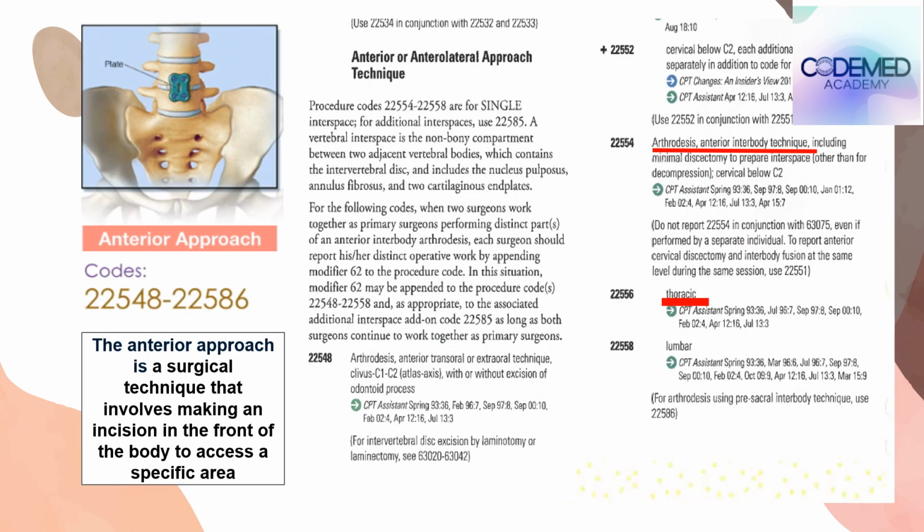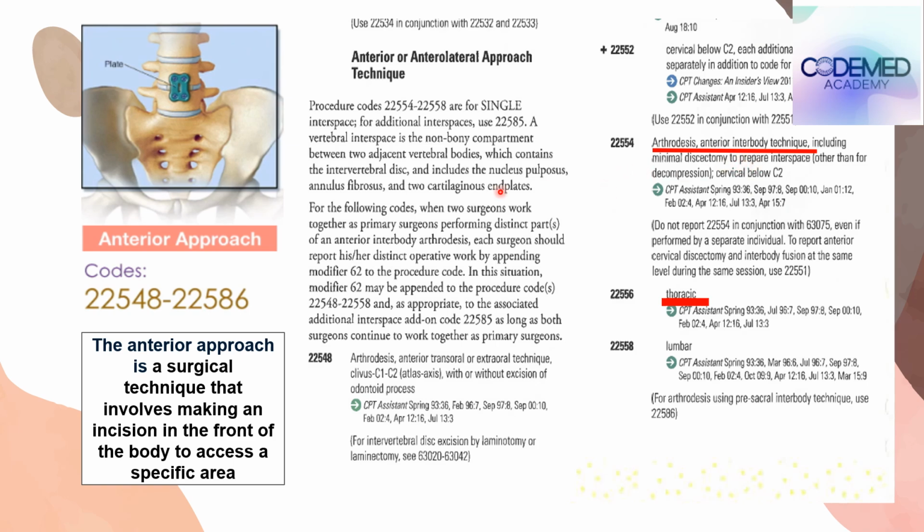understand. So the anterior approach is a surgical technique that involves making an incision in front of the body to access the specific area, and the code range we have seen. So if you see the code 22548, you can see it is very clearly written arthrodesis anterior transoral or the extraoral technique, and then the vertebra is also written. And here also you will see the anterior interbody technique.